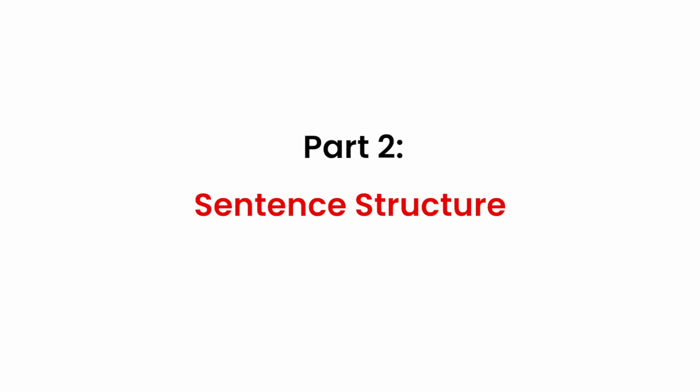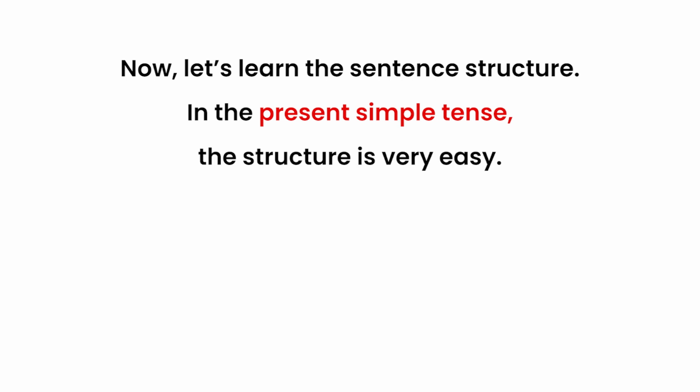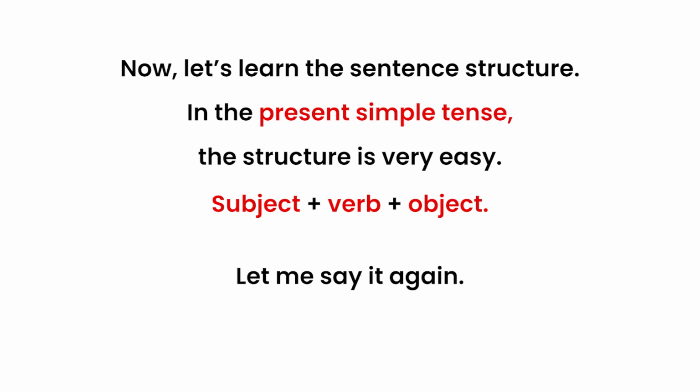Part 2. Sentence structure. Now, let's learn the sentence structure. In the present simple tense, the structure is very easy. Subject plus verb plus object. Let me say it again. Subject plus verb plus object.